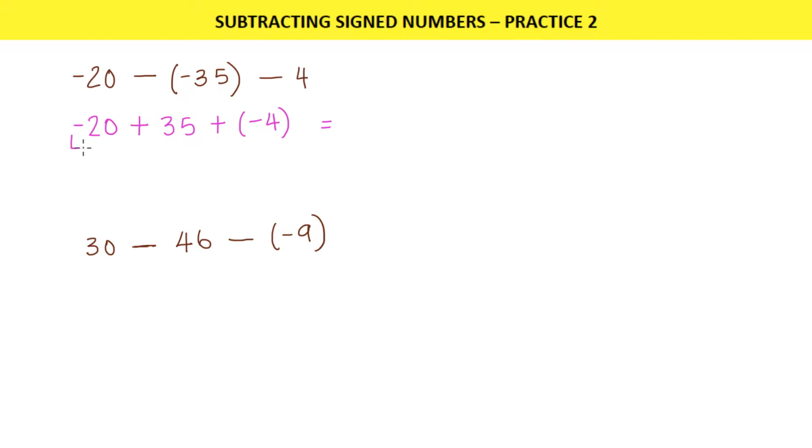So let's do that. Negative 20 plus negative 4. Let me write that here. Negative 20 plus negative 4. And since both are negative, all you do is add the absolute values, that's 24, and put a negative sign. So negative 20 plus negative 4 is negative 24, and then you have positive 35.